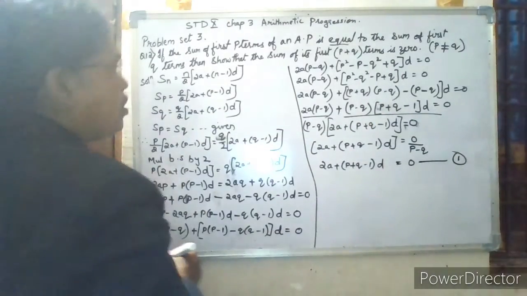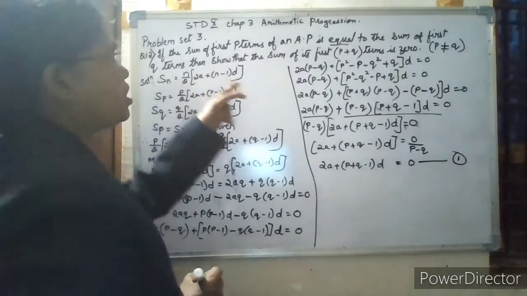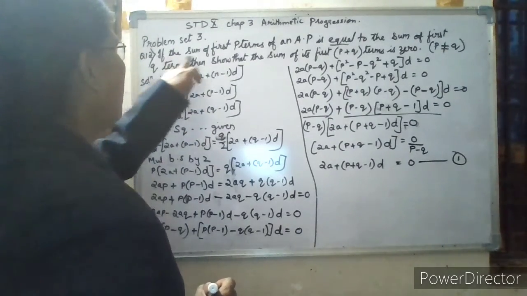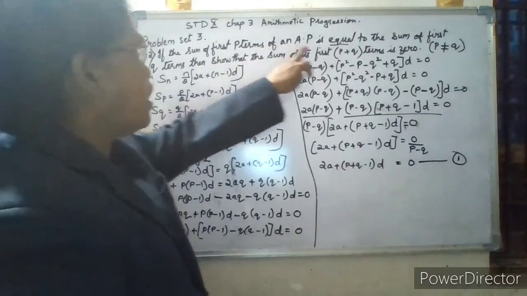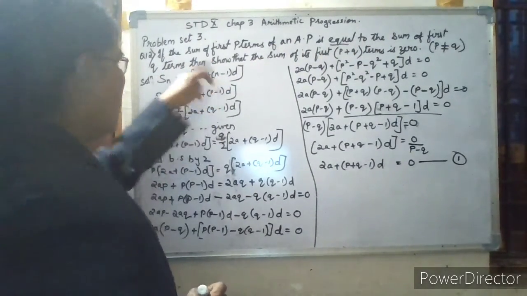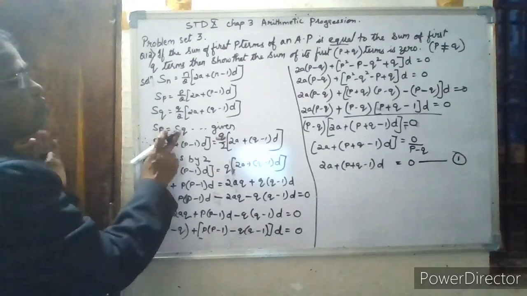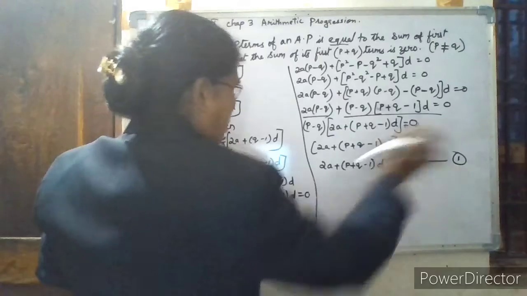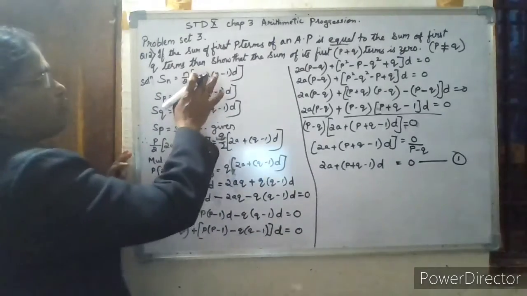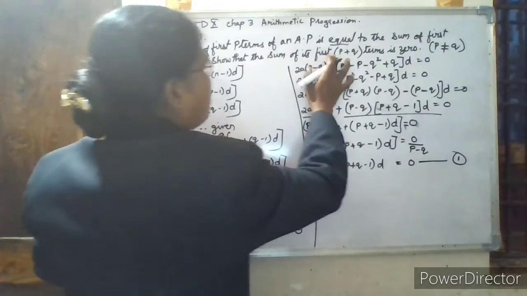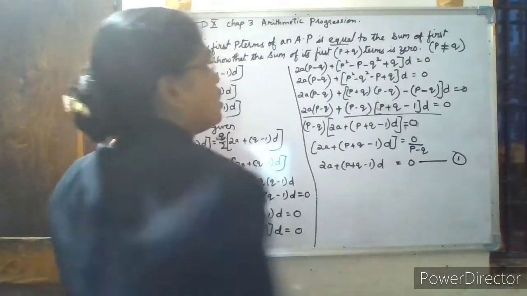Now come to the next part of the question. We have to show that if the sum of the first p terms of an AP is equal to the sum of the q terms of an AP, that is, sum of p terms is equal to sum of q terms. After solving, putting the values, we got it in this form. Next part, what is given? We have to show that the sum of its p plus q terms is 0.